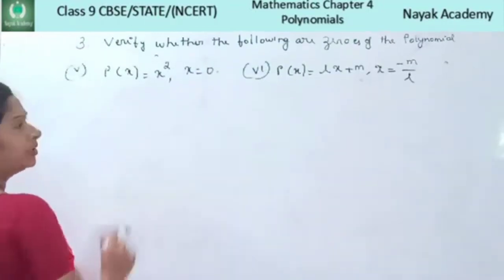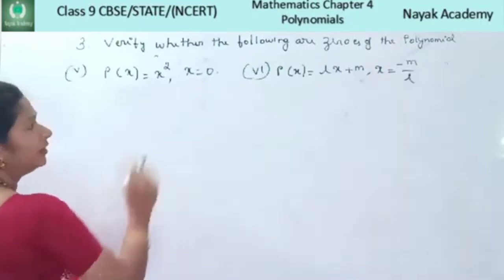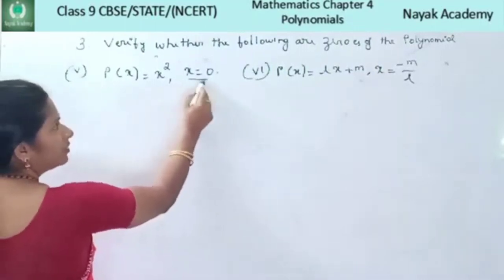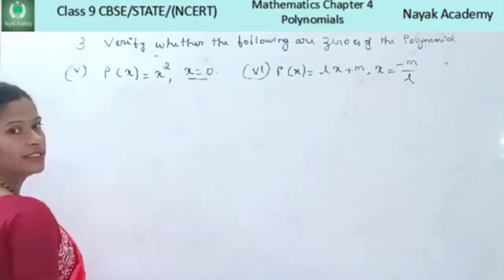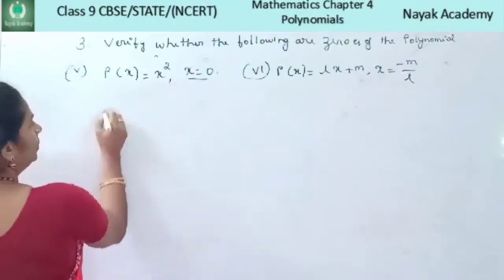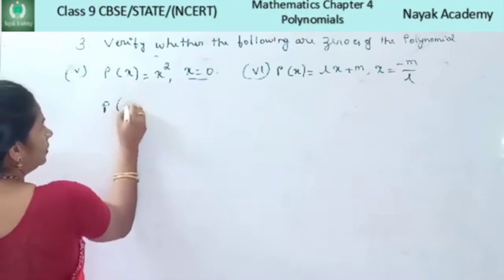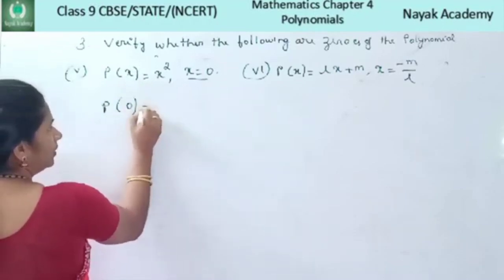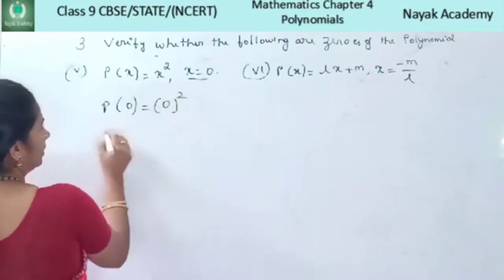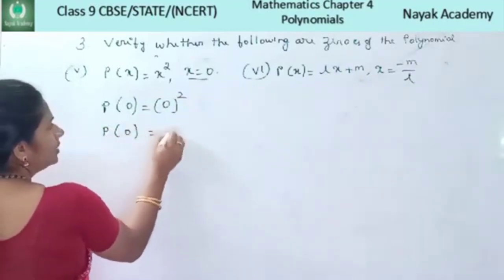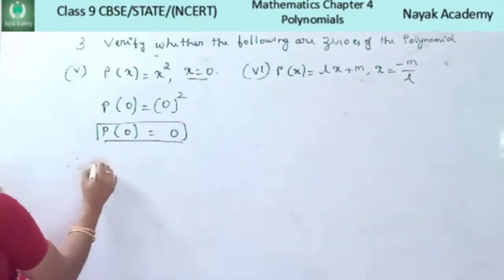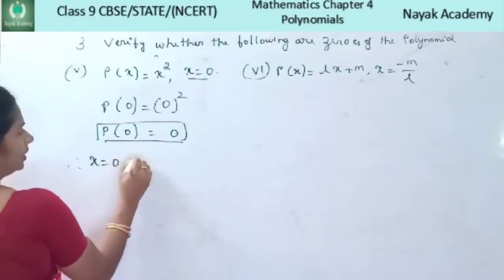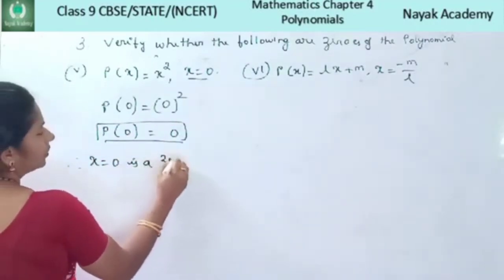Coming to the fifth problem, P of x is equal to x square. We have to check whether x is equal to 0 is a zero of the polynomial P of x is equal to x square. So what we need to do, children, in place of x, you substitute the value of x as 0, it is 0 square. So P of 0 is 0. So what is your conclusion, children? Therefore, x is equal to 0 is a zero of the polynomial.